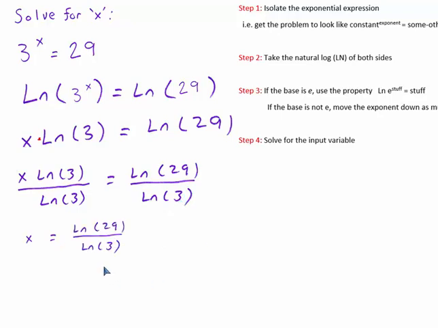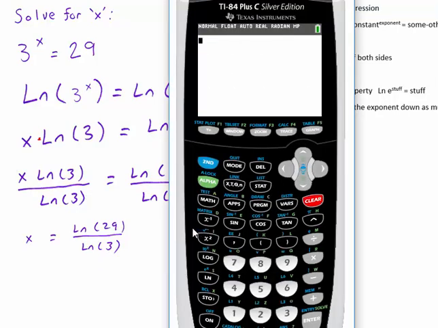This answer is considered an exact answer because I did not use a calculator and there's no rounding involved. If you wanted to find an approximate answer, not an exact answer, that would involve using a calculator and rounding. So I would type the natural log of 29 divided by the natural log of 3. When I press enter, the calculator already is rounding my answer to 9 decimal places. The real answer goes on forever.